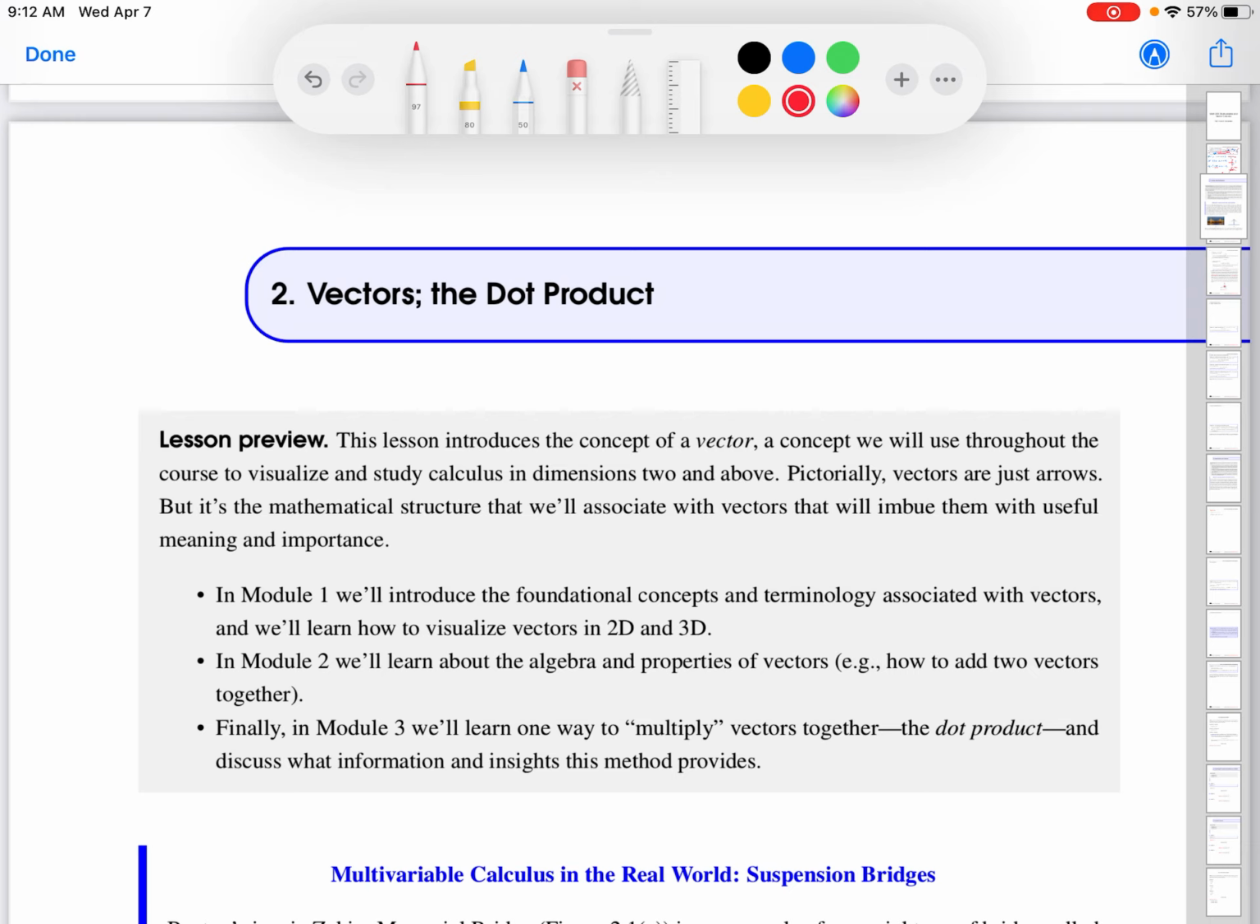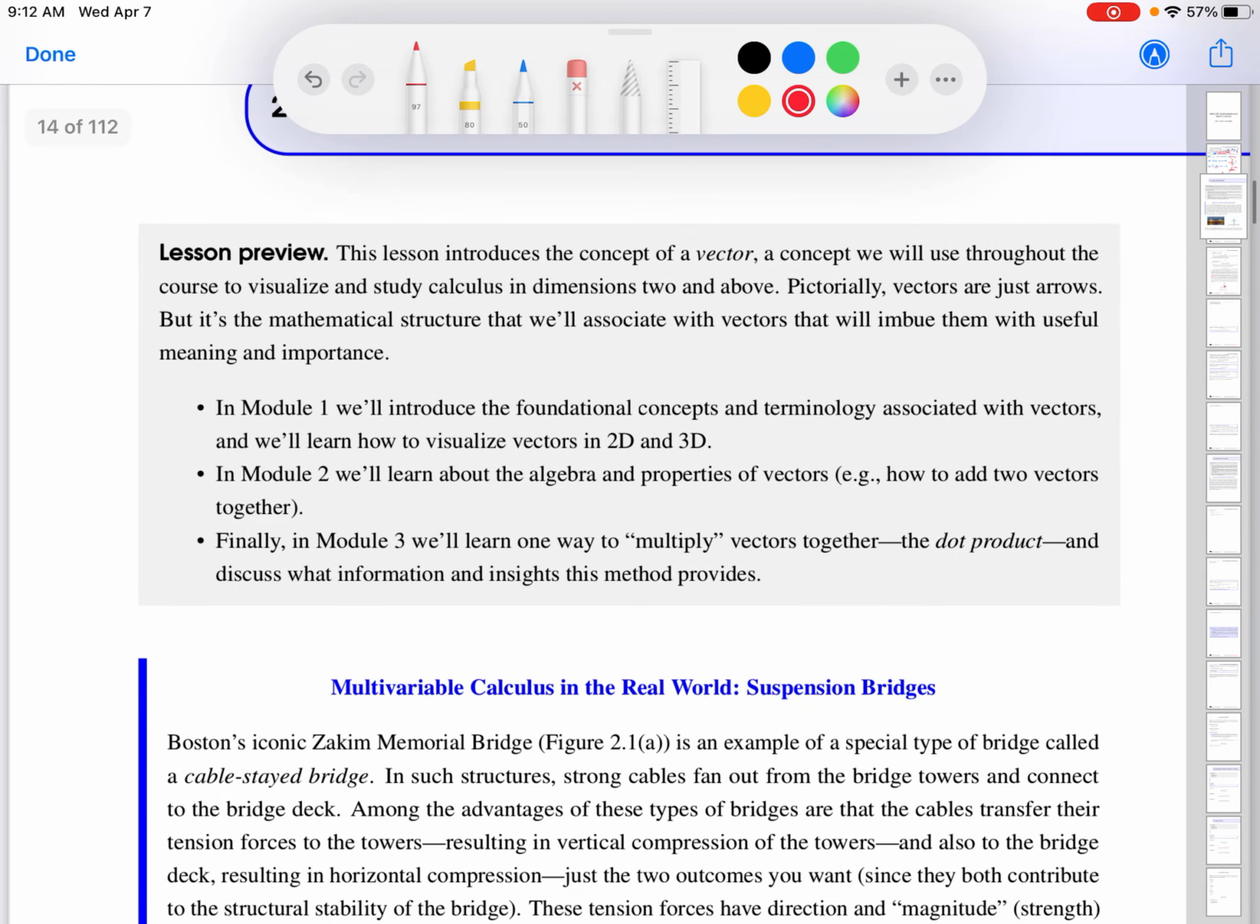Today we'll be talking about Lesson 2. In this lesson, we're going to learn about vectors and also the dot product. So let me just run through the lesson preview.